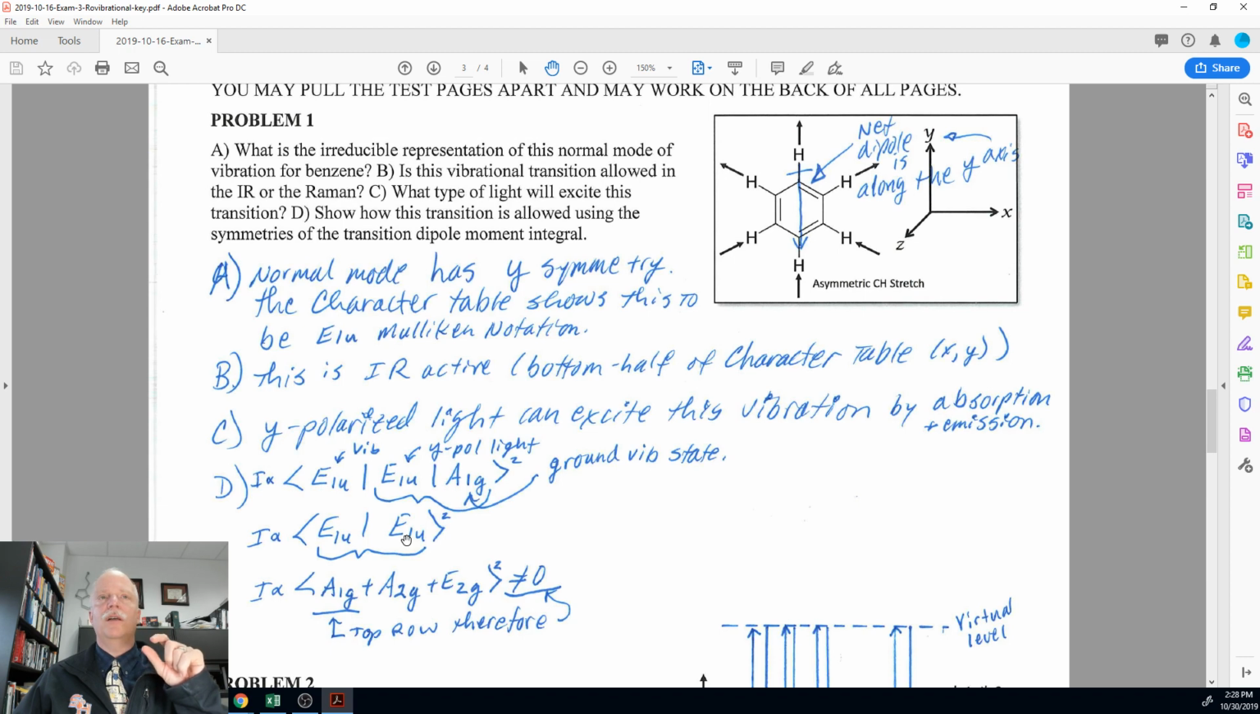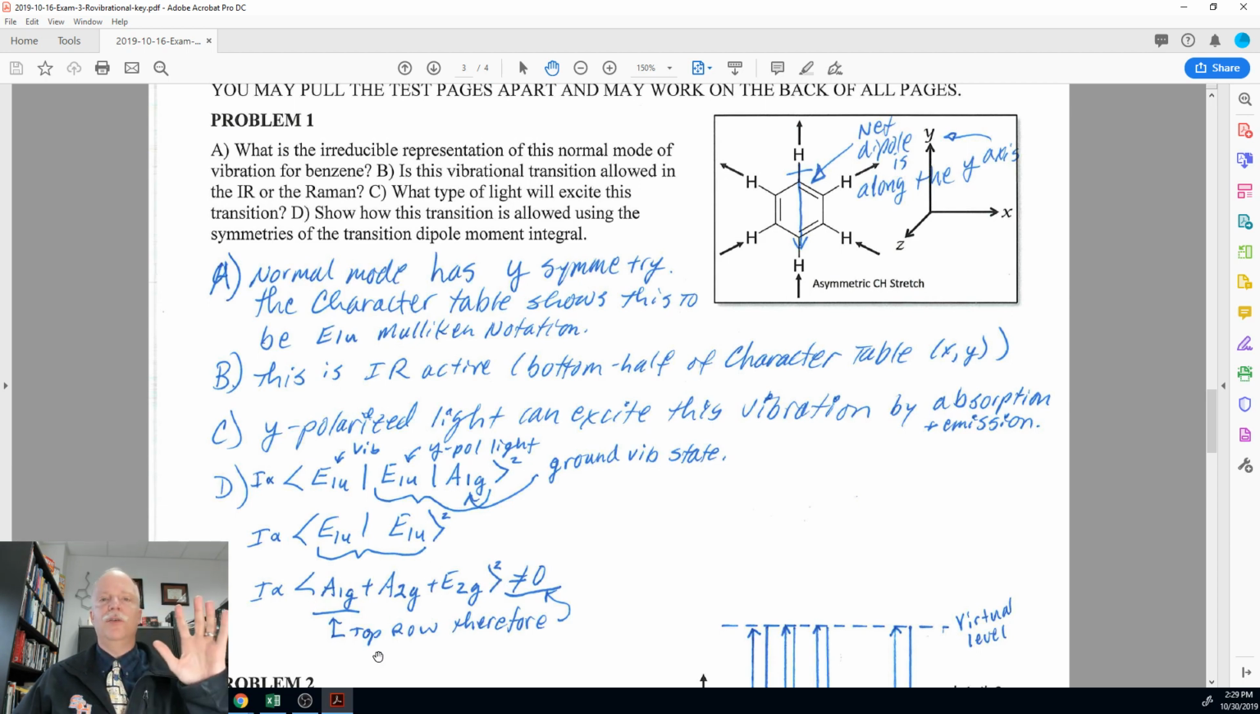Then we go to the direct product table to see what E1 times E1 is. So the direct product between two E1s is this set of symmetries, A1, A2, and E2. And then u times u is g. So each one of those has a g on it. And because this set inside this integral contains A1g, that's the top row, and that integral will be non-zero. So if the integral is non-zero, the square of that integral is non-zero, and so the intensity of that transition is non-zero. So therefore this is an allowed transition, and we can see that from the symmetry.